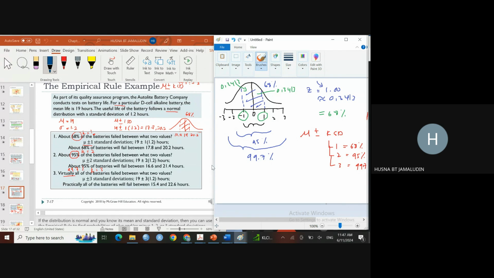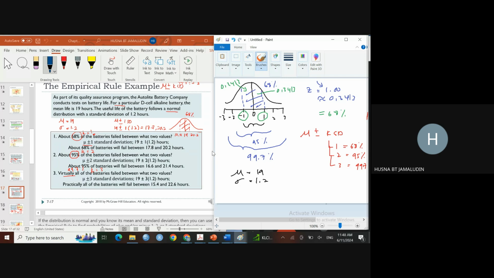I forgot to read from the beginning. So what is the information given here? Let me use a different color. It says that for a particular alkaline battery, the mean life, so the mu equals 19 hours, standard deviation equals 1.2. Now, the first question is about 68%. So you know that for 68%, K equals 1. Between what two values do the batteries fail?